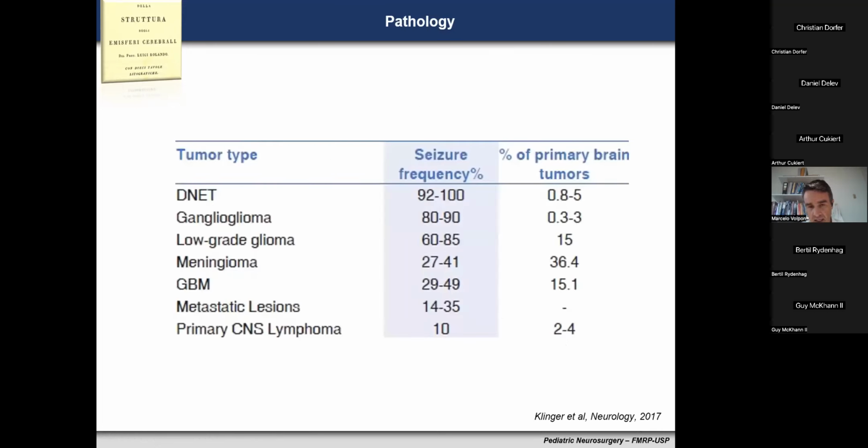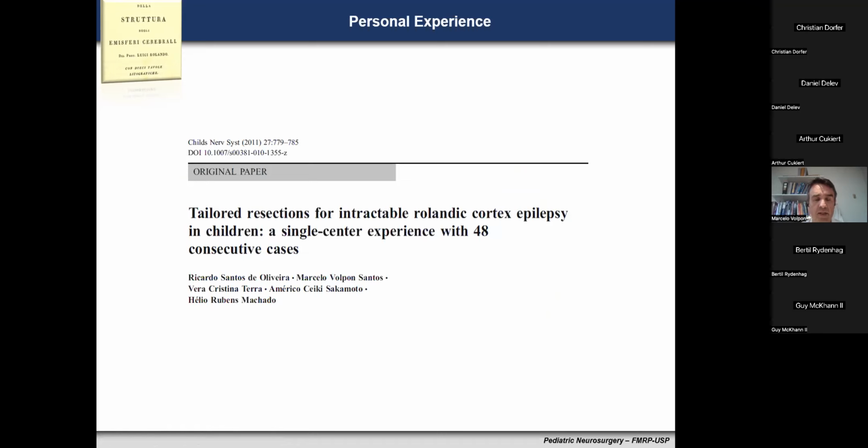Also, it's interesting that Daniel was presenting a case of this. We are all very familiar with LEATs, which do have a very slow growth rate, but some cases might be a little more aggressive, and we even have malignant tumors presenting with seizures, and of course they're much more frequent. So we will face these tumors at some point. So it's important to keep them in mind.